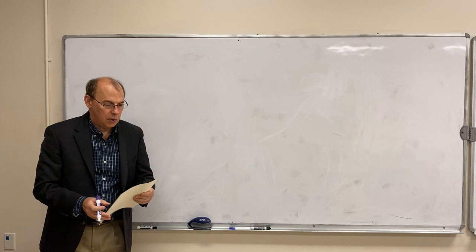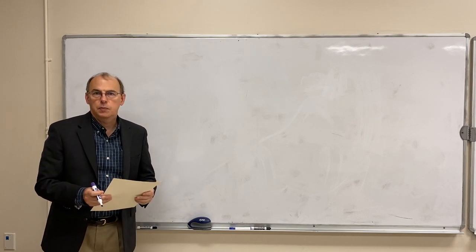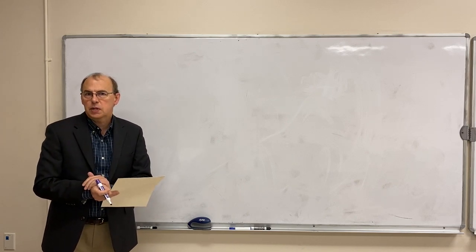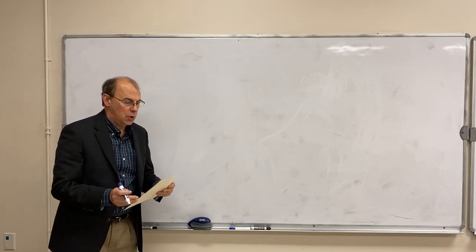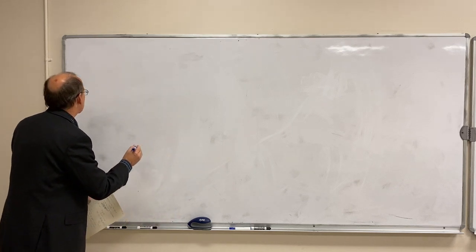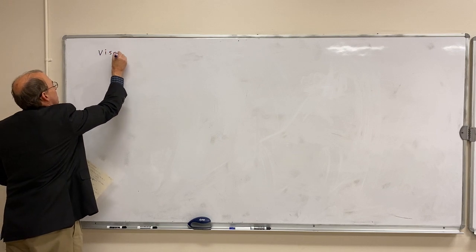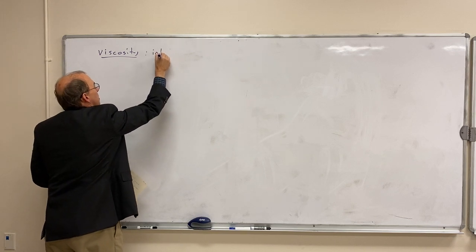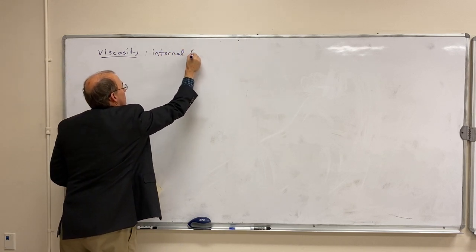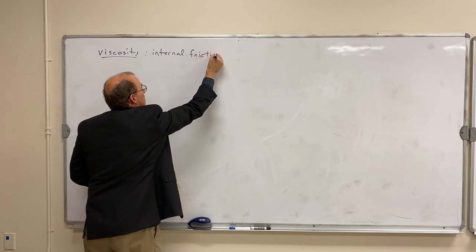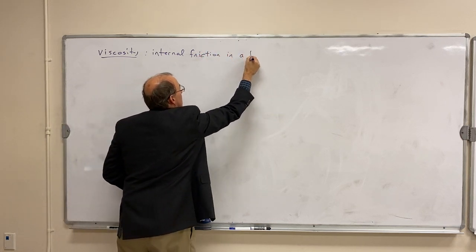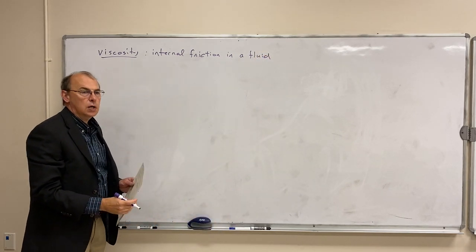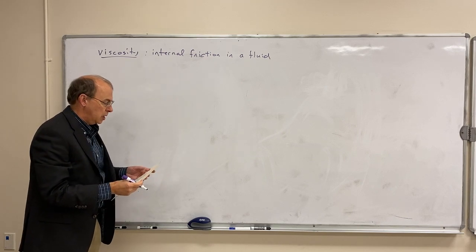Well, hello again. I'm going to talk about viscosity and Poiseuille's law. So up till now, we've been talking about perfect fluids, fluids that don't have friction in them or don't have viscosity. So what is viscosity? Viscosity is internal friction in a fluid. We're going to look at some significant consequences of there being friction in a fluid.